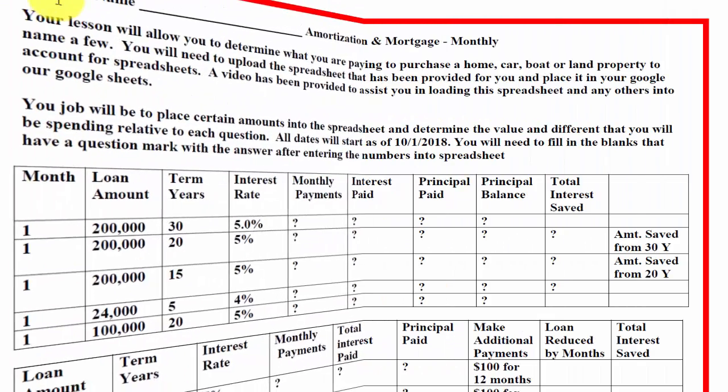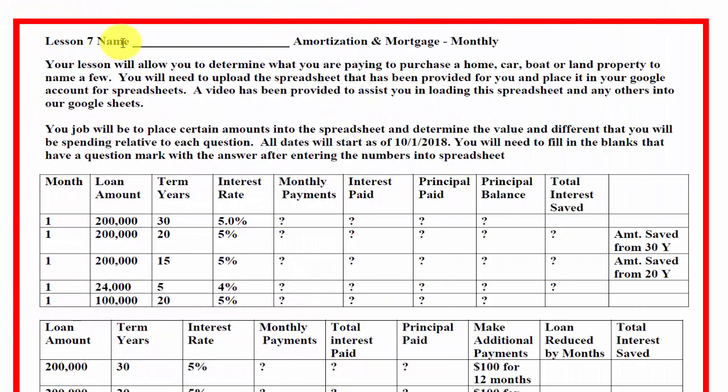We are looking at Lesson 7, your worksheet. Now we'd like for you to place your name up here, and we are going to learn about amortization and mortgage payments and the monthly cost of purchasing. What we have here is a list to determine the monthly cost to purchase a home, a car, a boat, land, property, or just about anything, to name a few.